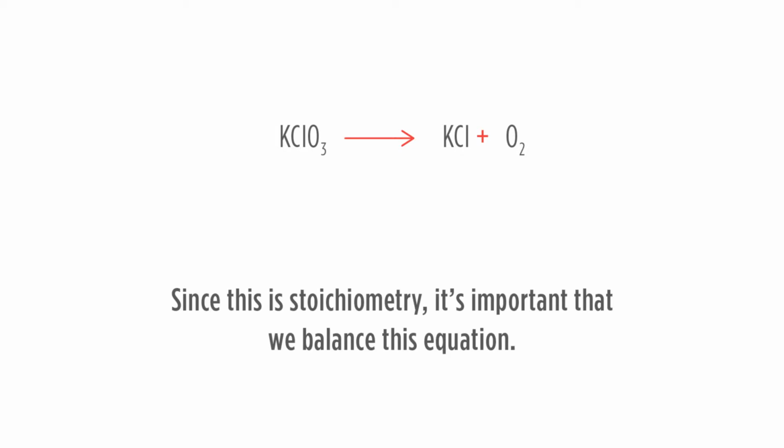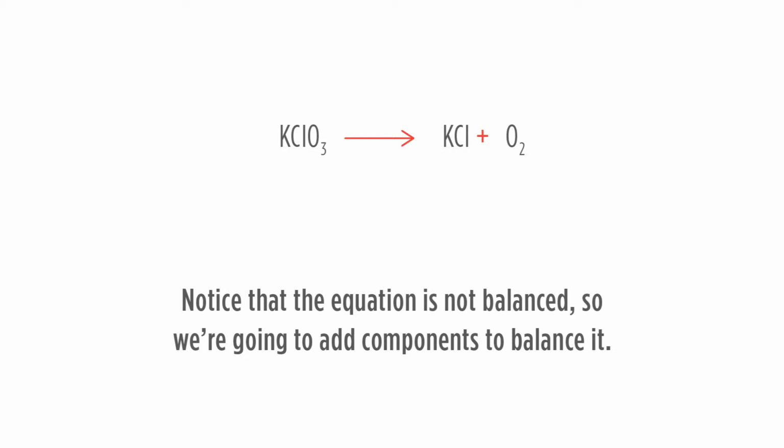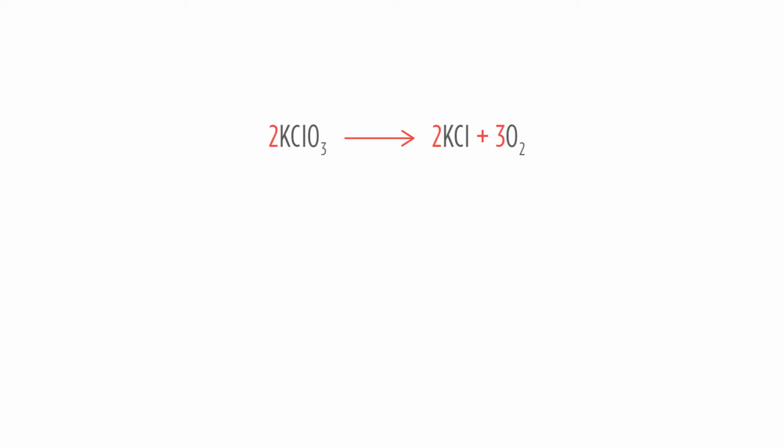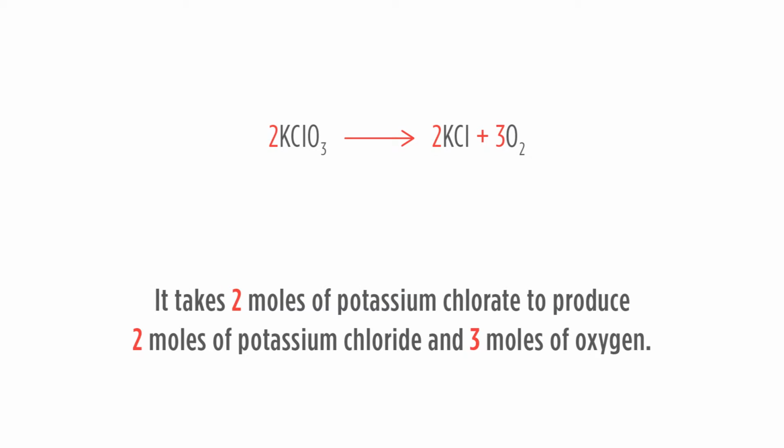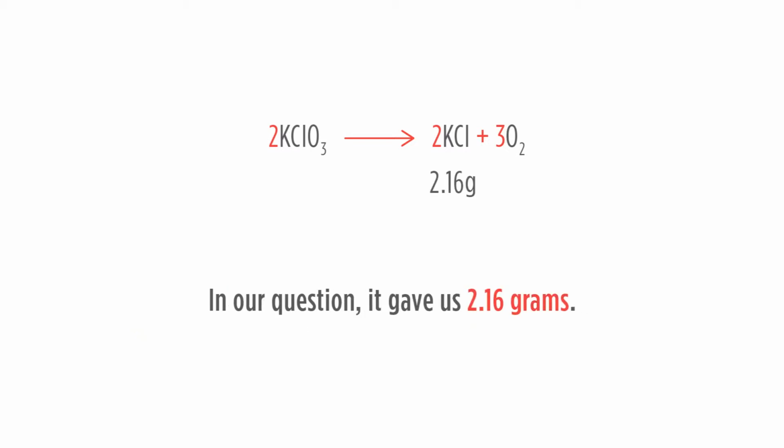Now, since it's stoichiometry, it's important that we balance this equation. Notice that the equation is not balanced. So we're going to add components to balance it. Here, I'm just going to go ahead and put them in because what we're going to focus on is our formula. So it actually takes 2 moles of potassium chlorate to produce 2 moles of potassium chloride and 3 moles of oxygen. Now, in our question, it gave us 2.16 grams.